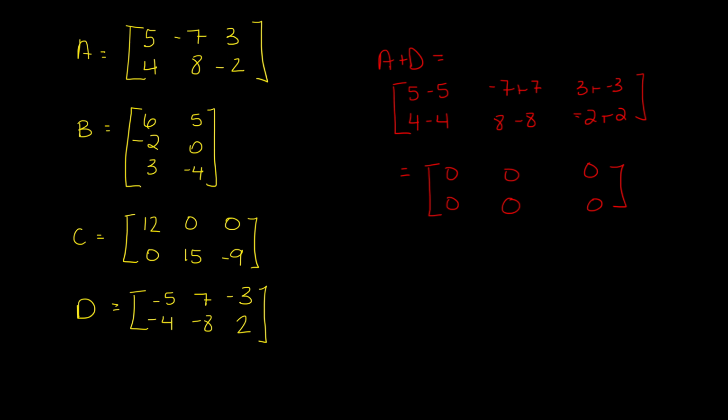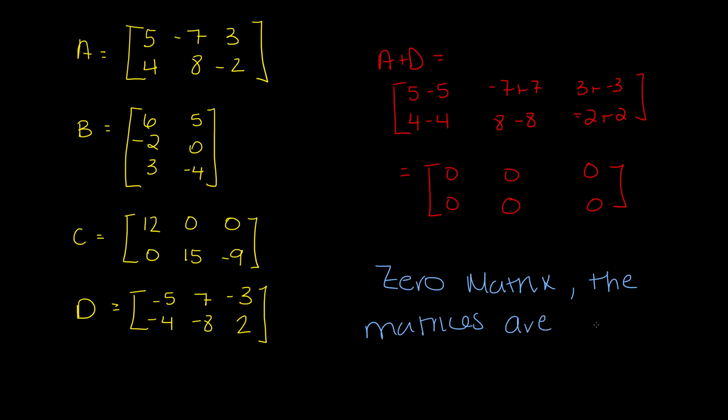So let me write that out. When the sum is a zero matrix, the matrices are additive inverses. Or again, they undo each other. They become 0. We've talked about inverses undoing the function. Basically, A undoes D and D undoes A, and we get 0. We get a null point.